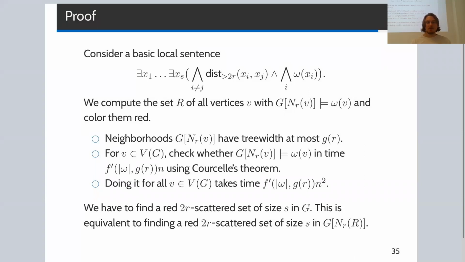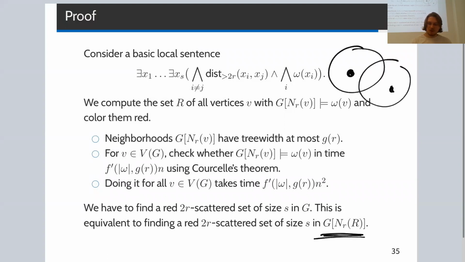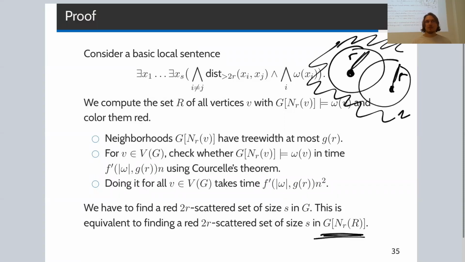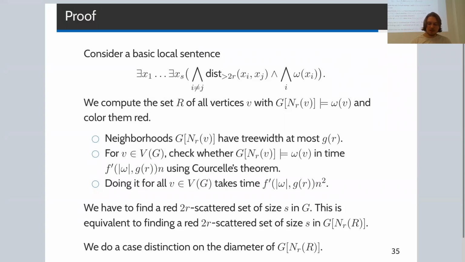What we can do is restrict ourselves to the R neighborhood of our set R, because if we have two red vertices and we draw the balls with radius R around them, if their distance is smaller than 2R, then it's also smaller than 2R in the graph where everything else is deleted. So it is sufficient to find a 2R scattered set in the R neighborhood of our set, capital R. Because vertices that are further apart from our red vertices R cannot be part of a path of length at most 2R between two vertices. So if they have distance at most 2R in this graph, then they also have this large distance in the whole graph. And this is why we're going to consider only this neighborhood of the set capital R.